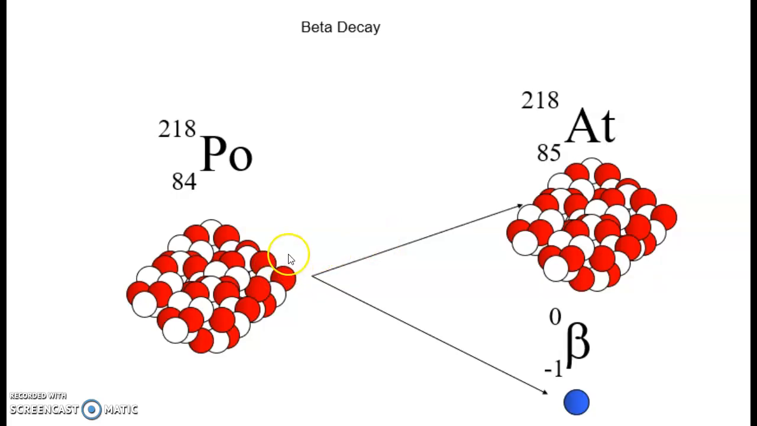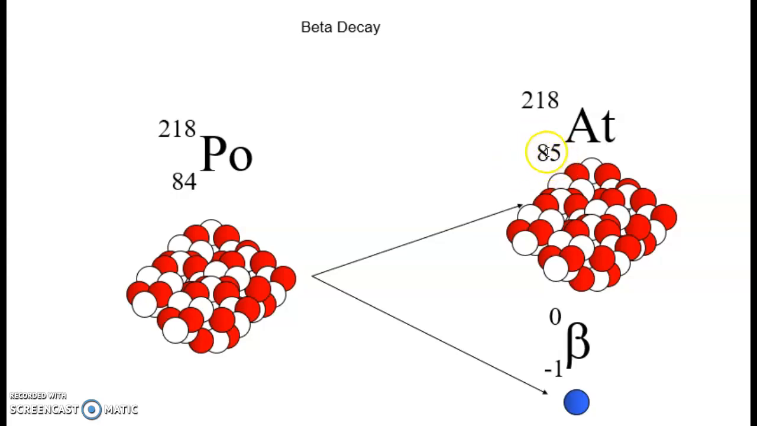Let me say that over. You've got a polonium that decays into an astatine and a beta particle. The mass number stays the same in the new element, which is astatine, but the atomic number increases by 1 by the beta. So in a beta decay reaction, you always have the atomic number of the new element increased by 1.